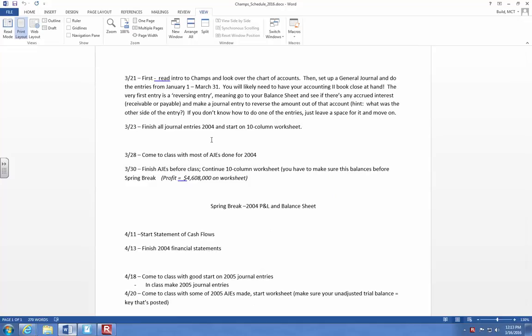So for next Monday, on 3/21, I'd like you to read the introduction to Champs and look over the chart of accounts. The introduction is the actual text here. It starts on page 1 and tells you about the company, how it was established, who the principals are. It goes through page 5.